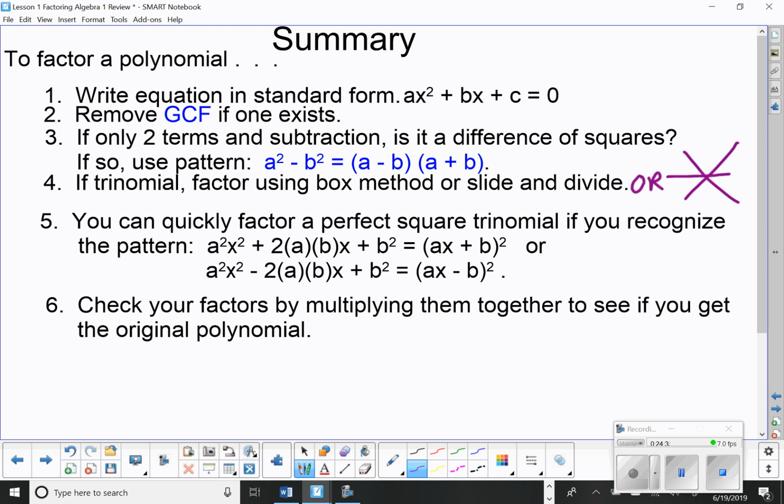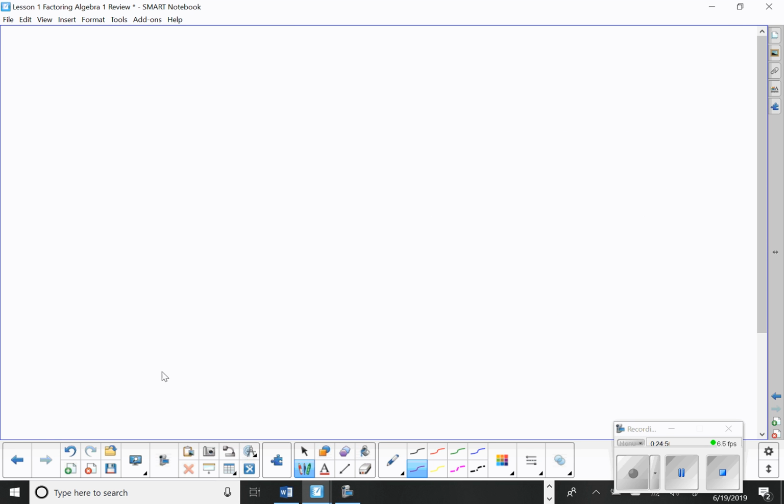The last one there is check your factors by multiplying them together to see if you get the original polynomial. You do have grouping as well, which is group 2, greatest common factor, or group 1 and 3 or 3 and 1. Okay, that's it. That's your Algebra 1 review. You also should have a graphic organizer and a foldable to help you with all of this review.